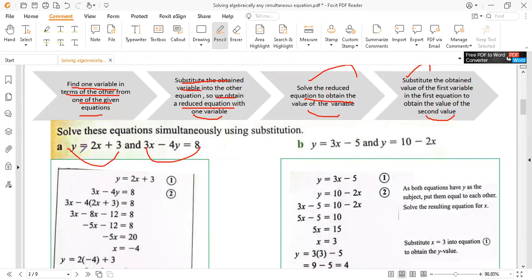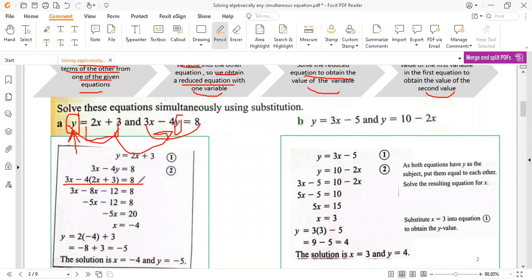How? Normally we have here y equal to 2x plus 3. So we have one variable in terms of the other variable, with y as the subject. So we can substitute 2x plus 3 for y in the second one. When we substitute, we obtain this equation, and we expand the bracket. When we combine the like terms, we easily obtain minus 5x minus 12 equal to 8 as a reduced linear equation with one variable, easy to solve. We finally obtain the solution x equal to minus 4.